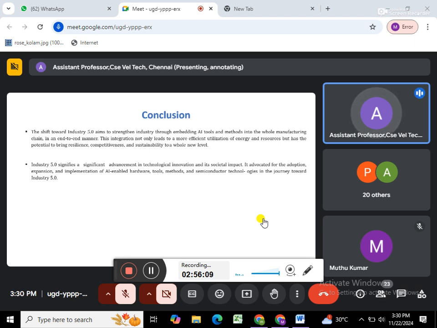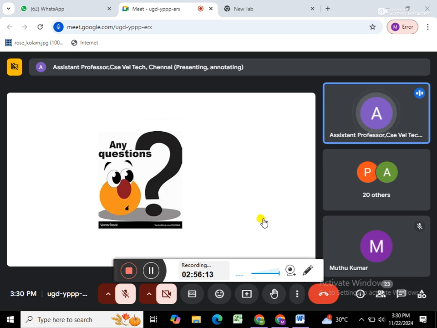So these are the opportunities we can generate out of this transition from Industry 4.0 to Industry 5.0. So this is what I would like to share with you. If you have any queries, please go ahead. We can have some conversation, and any doubts we can also clarify.